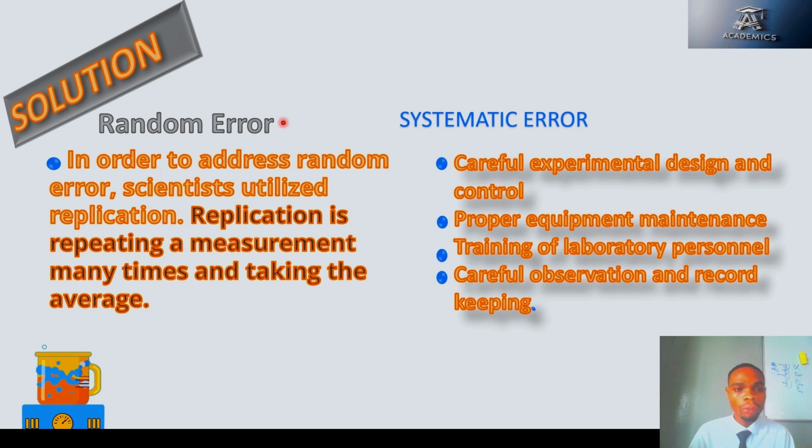So the solution for random error: in order to address random error, scientists utilize replication. Replication is repeating a measurement many times and taking the average. So when you repeat the measurement and take the average, you correct random error. For systematic error, use careful experimental design and control. Design a good experiment. Proper equipment maintenance, that is, maintain the equipment you want to use before you use it. Training of laboratory personnel, careful observation and record keeping will correct the systematic error. Because this is the solution.